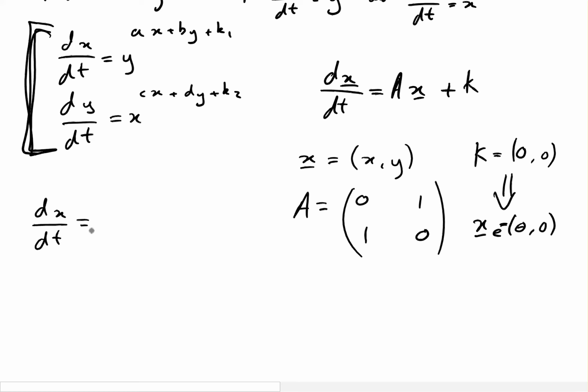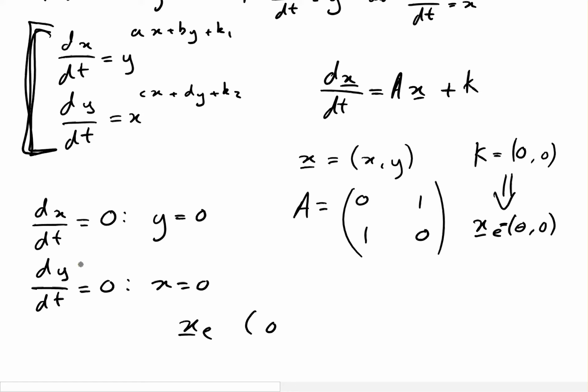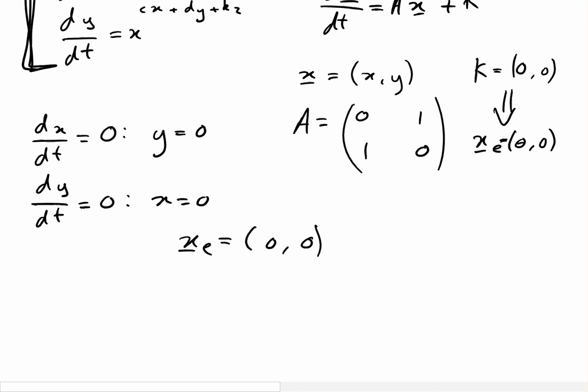So for dx by dt, we set that equal to 0, so we're setting y equal to 0. Then dy by dt equals 0, so therefore x equals 0. This is how we get our equilibrium point, by setting our derivatives equal to 0. Our equilibrium point is x equals 0, y equals 0. That's what we predicted over here, so it does work.